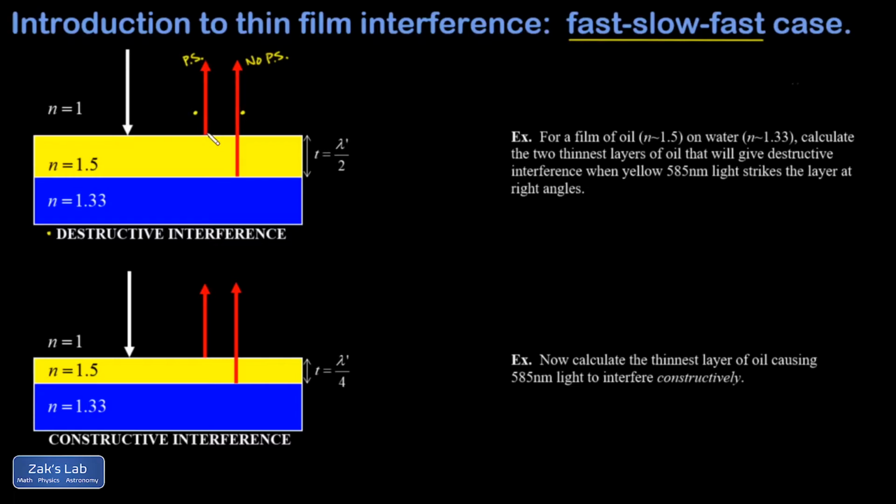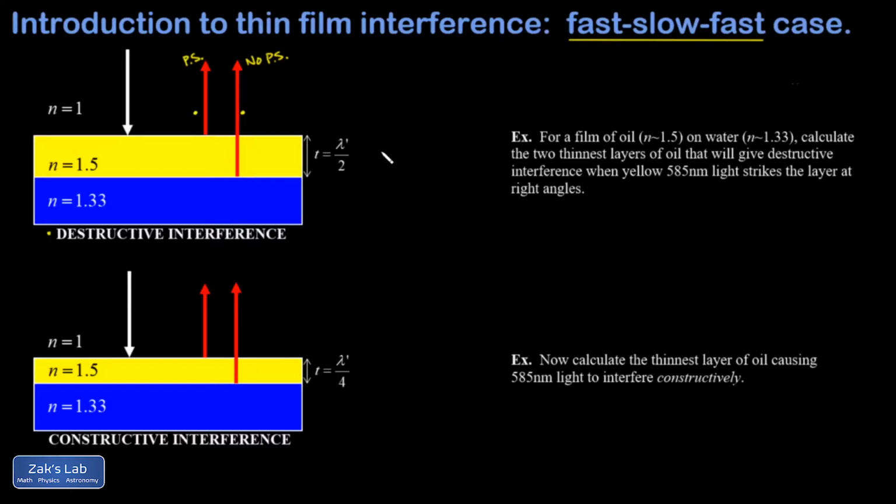So again, the first reflection off of the oil, that's a phase shifted reflection. My second reflection is not phase shifted, but it also has to travel a farther distance. It has to go through the oil to the water and all the way back. In other words, it covers 2 thicknesses worth of extra travel distance. Extra travel distance can cause a phase shift.